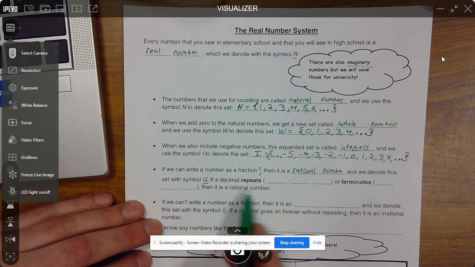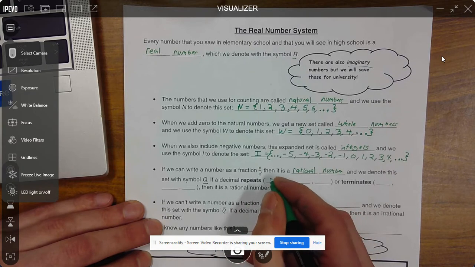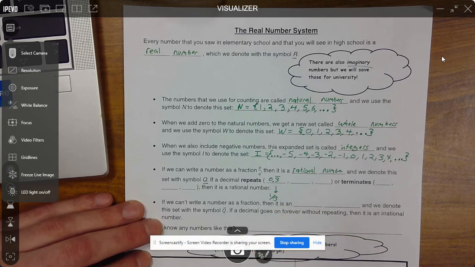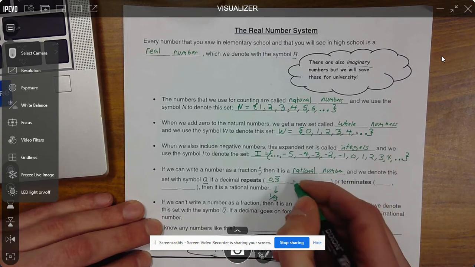So any decimal you can think of that repeats, for example, 0.3 repeated is the same as 1 over 3. That's a fraction. So we could call that a rational number.